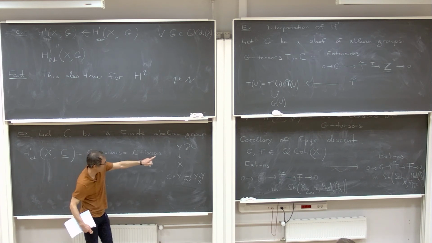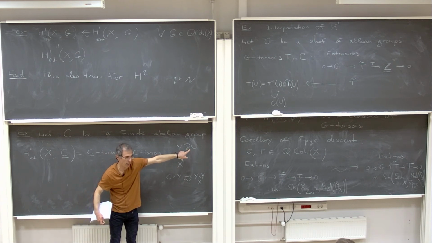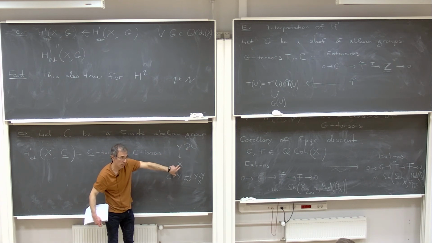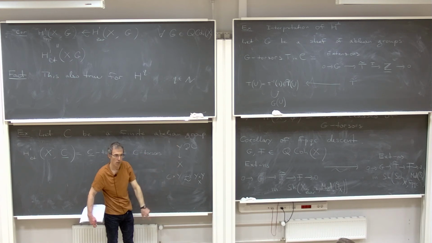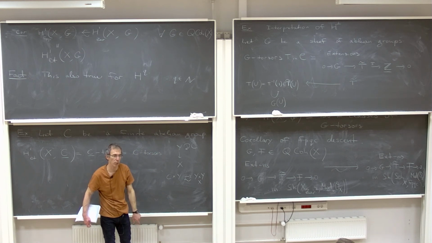But I claim that if C is a discrete finite group, then this torsor is automatically trivial in étale topology. So what does it mean? It means that after some étale cover of X, it becomes trivial. What is the étale cover of X you need to take to trivialize this torsor?